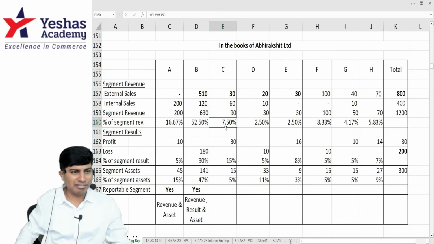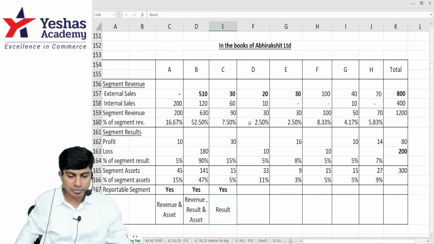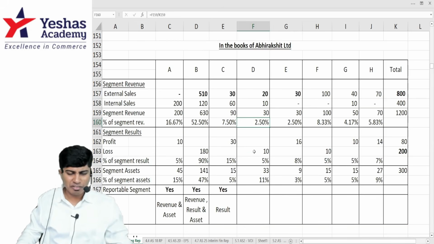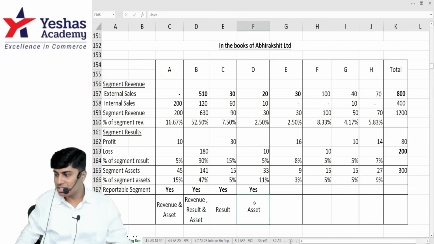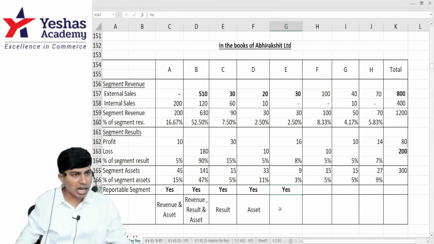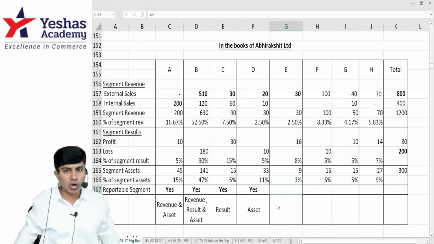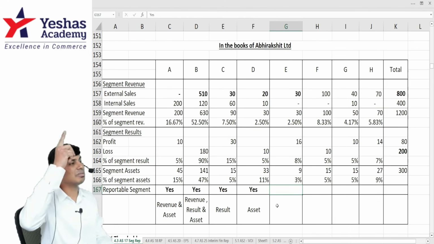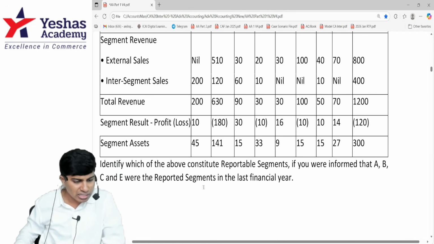Focus. Turnover 7.5, no. Result 15, yes. Asset 5, no. Ultimately, the answer is yes. Result is the basis. D: 2.5, no. 5, no. 11, yes. What is the basis? Asset. E: 2.5, no. 8, no. 3, no. Basis? Yes, sir. Actually, it is no, but it can become yes based on some other criteria. Let's see if they have given anything else.